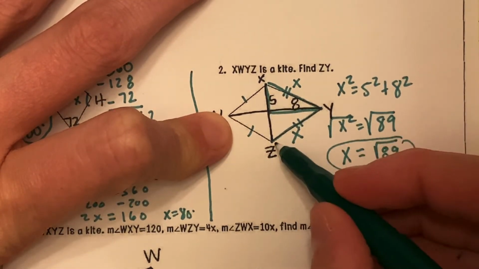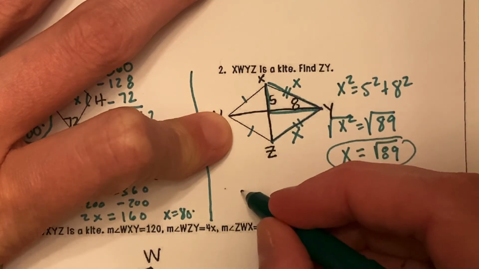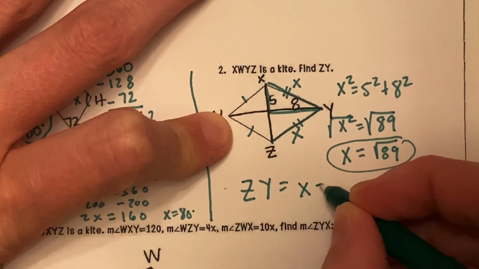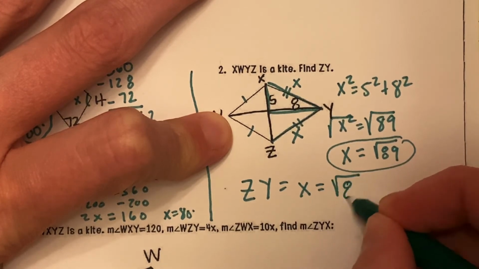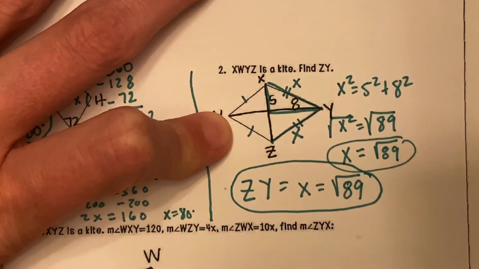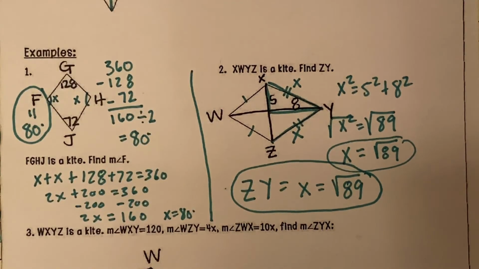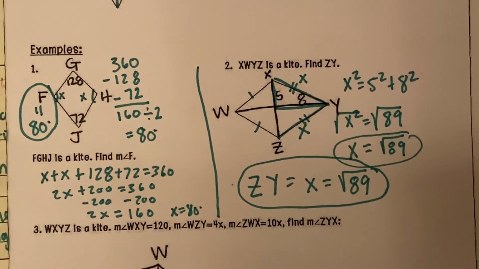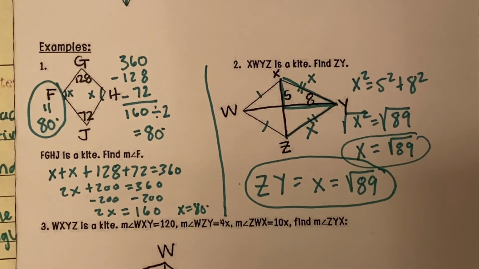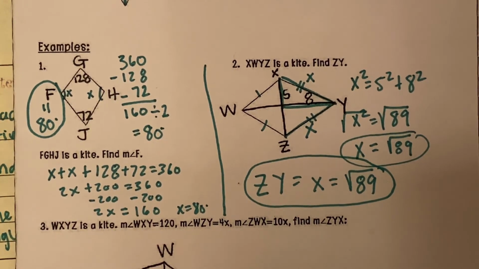Because it says find ZY. So ZY equals the letter x, and x equals square root of 89. So ZY equals the square root of 89. All right. Hope you guys have the space to write all that. We have one more problem, and then we are done for the day.